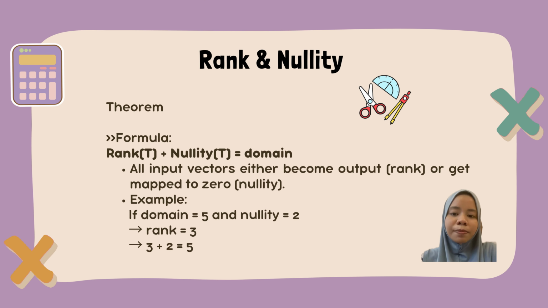From the theorem, the formula is written as rank T plus nullity T equals the dimension of the domain. All input vectors either become output, which is rank, or get mapped to 0, which is nullity. For example, if the domain is 5 and nullity is 2, the rank is 5 minus 2 equals 3, and the domain is rank plus nullity, which is 3 plus 2 equals 5.